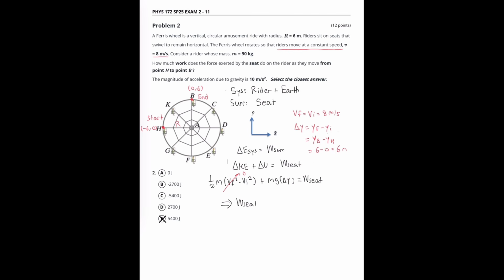So we can plug in our values, and we can say from that, the work done by our seat is equal to the mass, 90 kg, times gravity, 10 meters per second squared, times our delta y of 6. And from that, we will get that it is equal to 5,400 kilogram times meter squared per second squared, which can also be written as 5,400 joules, and this will correspond to answer choice E.